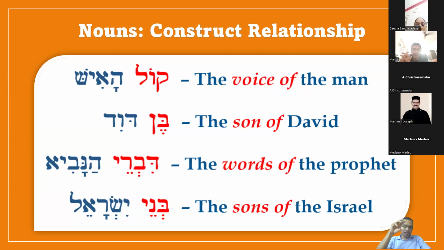And in the construct absolute relationship itself, if it has to be mentioned as a son of David, then again another change will take place. Before David, there will be Lamed Sheva, which will be an indication that it has to be translated as a son of David. Okay, that we will see later.